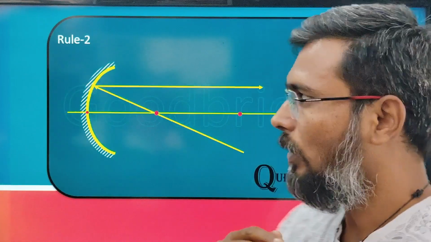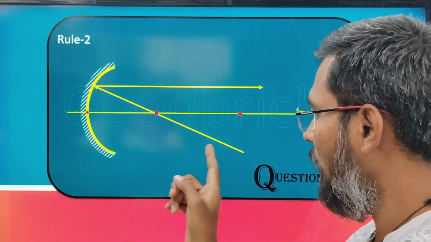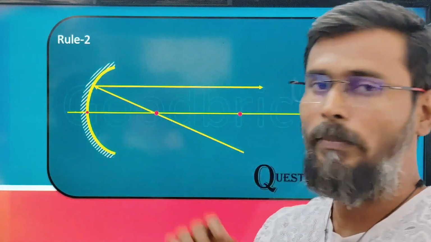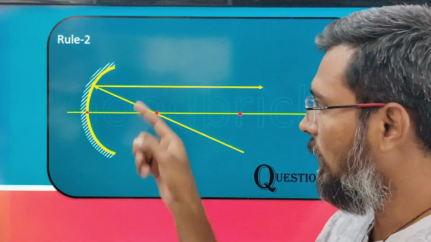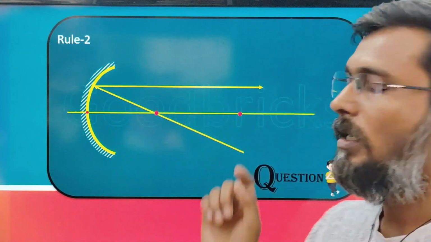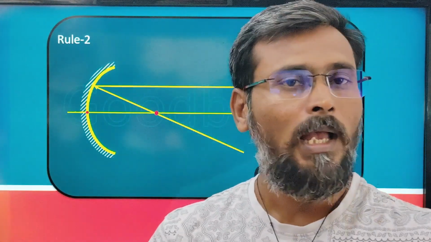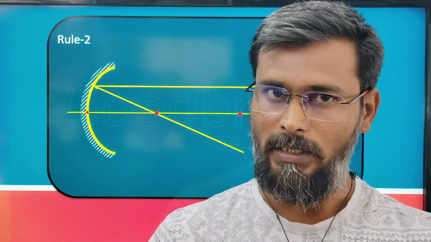I am repeating rule 2. The incident ray which is passing through the focal point, its reflected ray will be parallel to the principal axis. So this rule also helps you to draw ray diagrams.